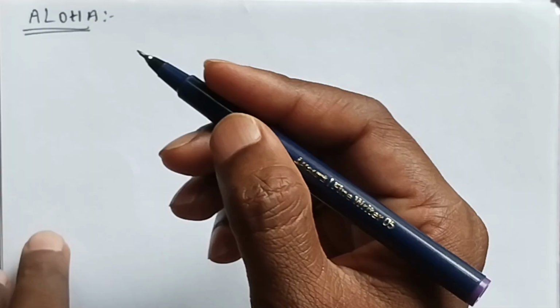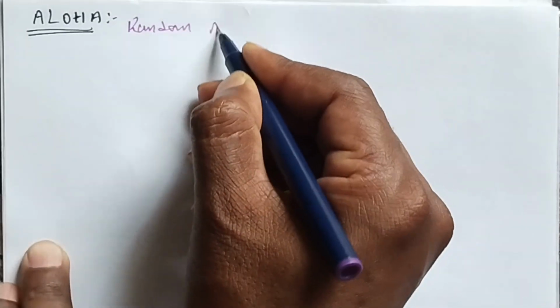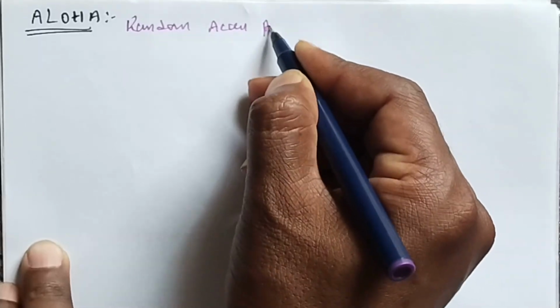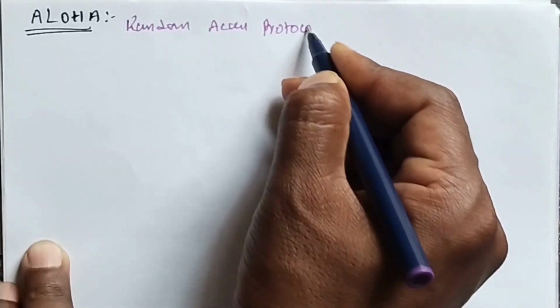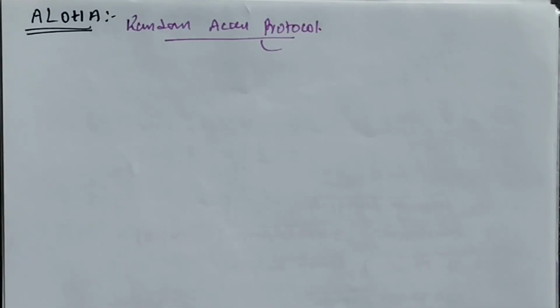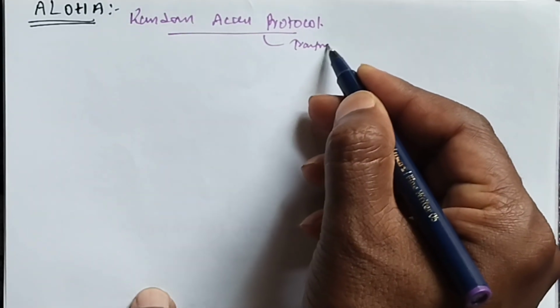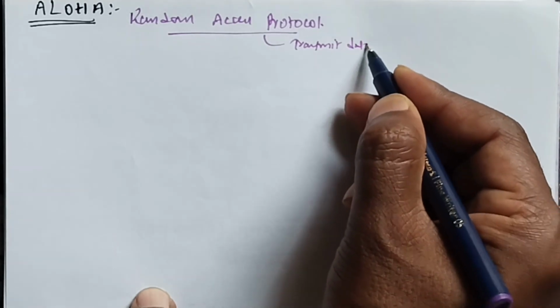What is Aloha? Aloha is a random access protocol. What is the meaning of random access protocol? Random access protocol is nothing but it transmits the data at any time.